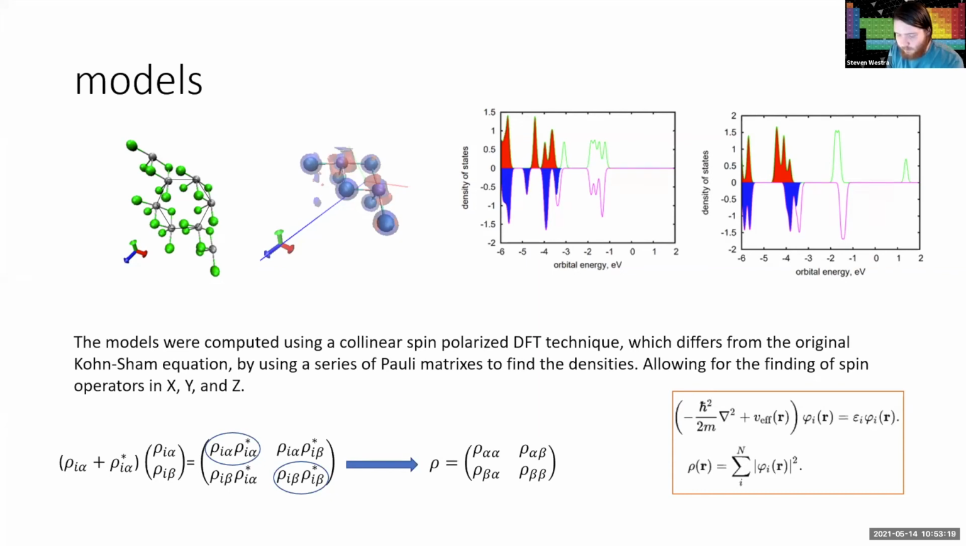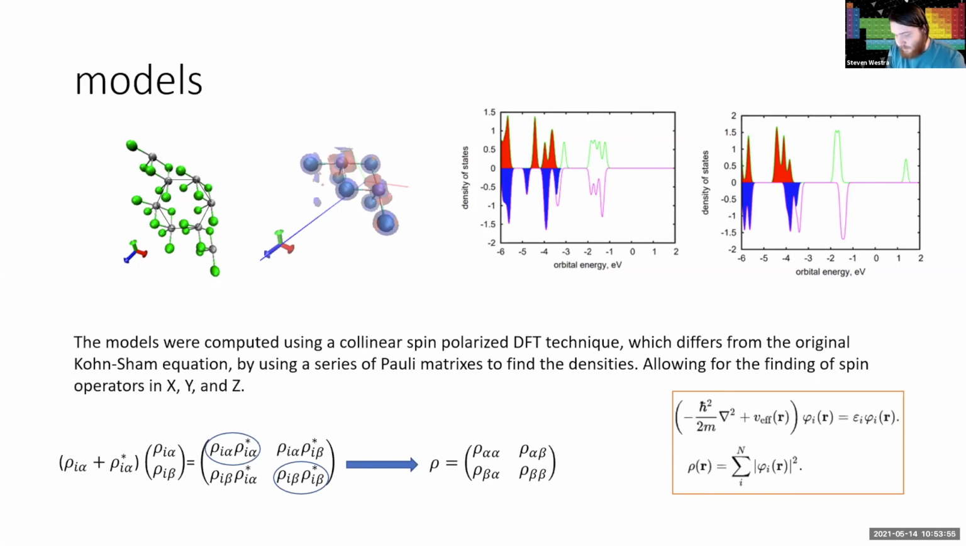And so the models that I worked with were computed using a collinear spin-polarized DFT, which differs from the original Kohn-Sham equations by using a series of Pauli matrices to find the densities, which are shown in the lower left. An important point of the collinear nature is that it only takes the real portions of the spin density and ignores off-diagonal interactions, shown with the blue circles as the real portions.